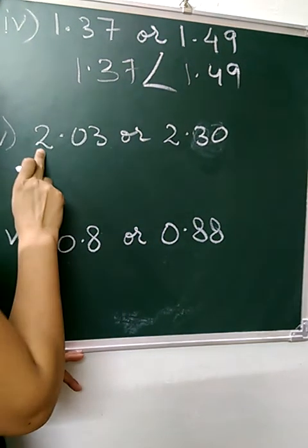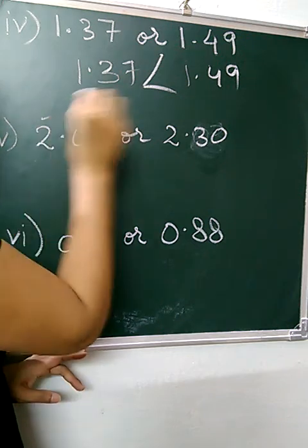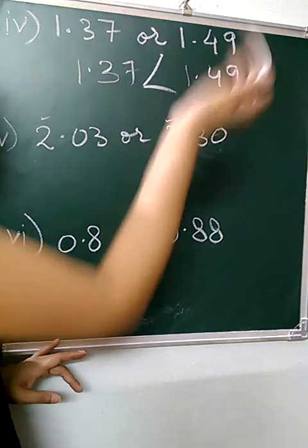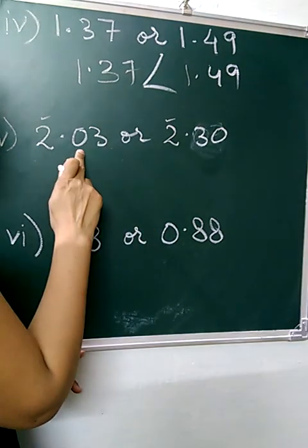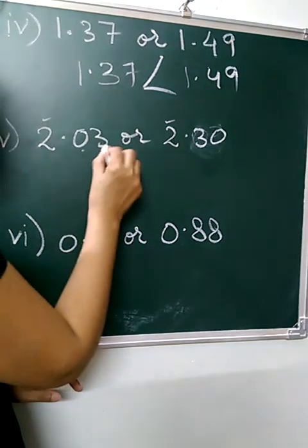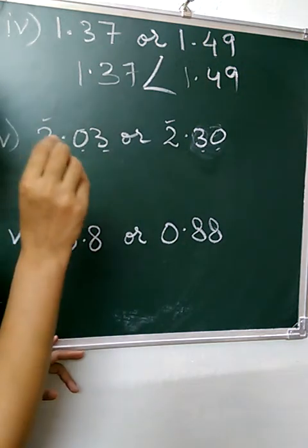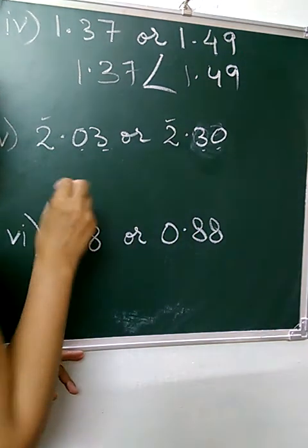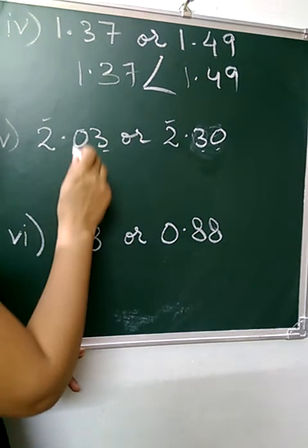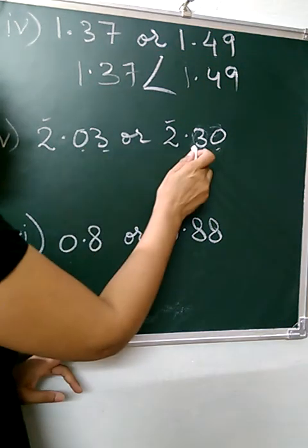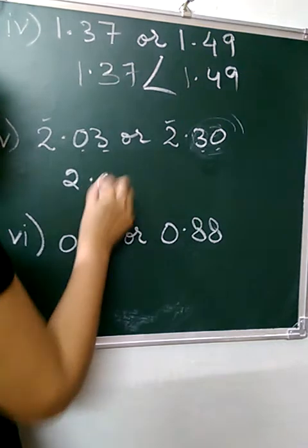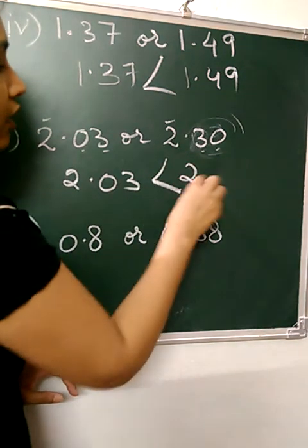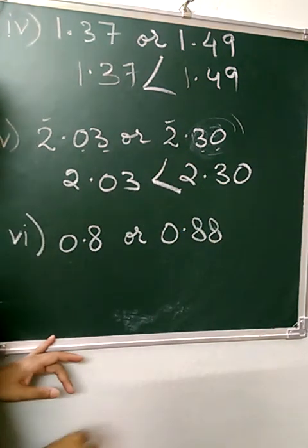Now here also. First we check the whole number. 2, 2. Both are same. So we go to the next, that is the decimal places. First we count the number of decimal places. 1, 2, 1, 2. Both are same. 2 places. That means they are like. So we don't have to convert it into like. Now we check the numbers. 03 and 30. So 30 is greater. So 2.03 is smaller than 2.30.